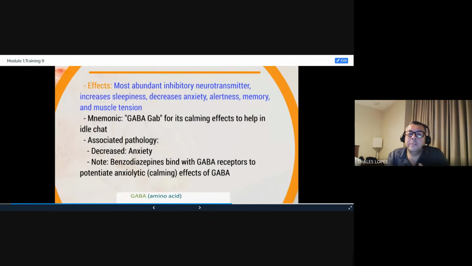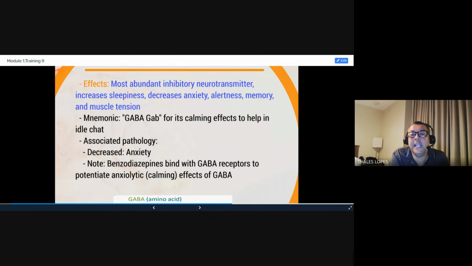GABA is the most abundant inhibitory neurotransmitter. The most abundant excitatory one would be glutamate. If the question asks for an inhibitory neurotransmitter, GABA is your answer. Because when you have GABA, you feel sleepiness and a decrease in anxiety. It may even improve alertness, memory, and muscle tension, right?